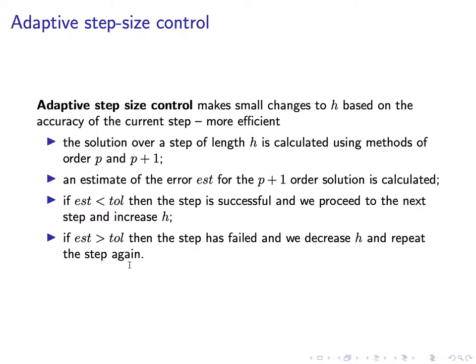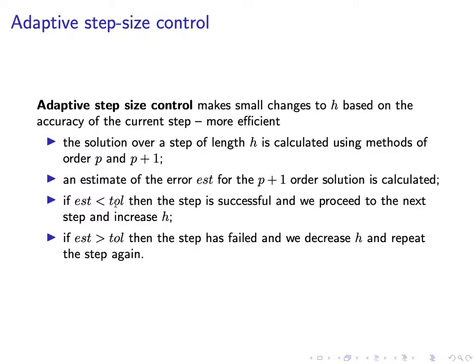Now, if that estimate of the error was much less than tol, and remember that tol is some small number known as the tolerance, usually something like 10 to the minus 4 or 10 to the minus 6, so if EST was less than that small number, the step is considered successful. We proceed to the next step, and we also increase h. So we'll increase h based upon how accurate we consider that last step to be. If, however, our estimate of the error was greater than tolerance, so the step has failed because our solution isn't accurate enough for our purposes, we decrease h and then repeat the same step again.